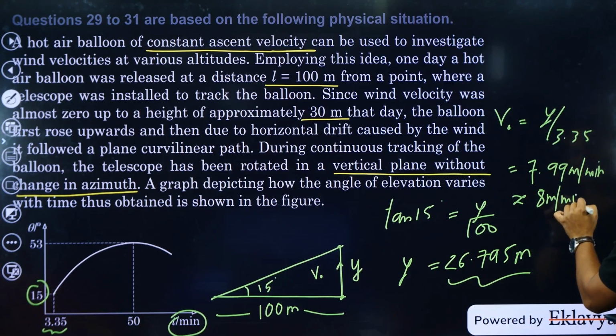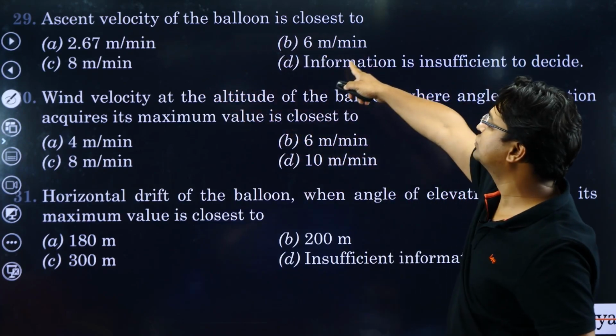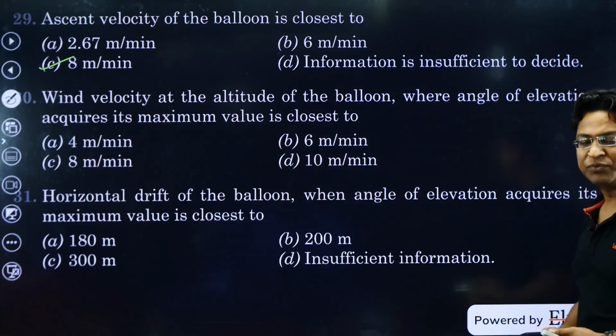So let us check the first question. I think the first question was around this only. Ascent velocity of the balloon is closest to, so out of these given options, 8 meters per minute is the right choice. Okay, so that is one thing.